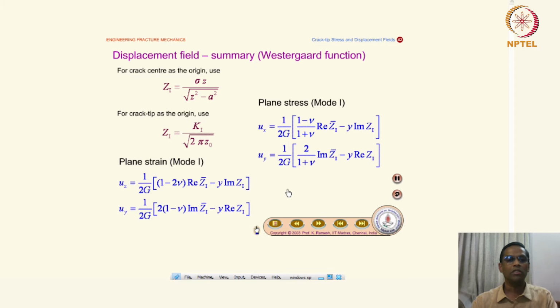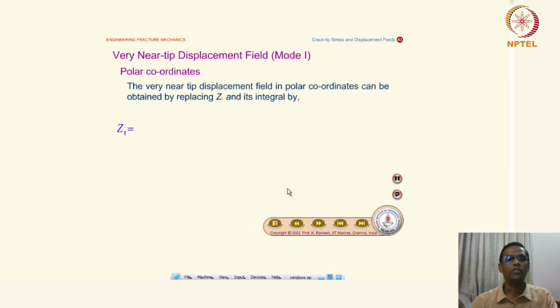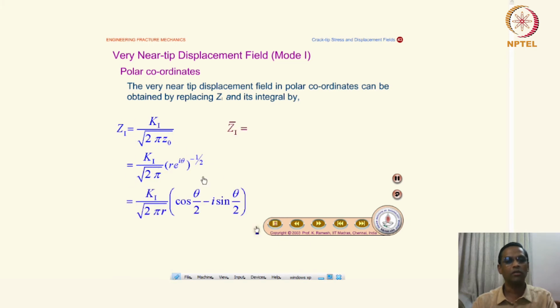We will now rewrite them into the very near tip displacement field in the polar coordinates. That is, we can write this function in terms of r comma theta. How do we do that? So these expressions we have already known. This is also we know how to write it. All that we require is z1 bar. So how do we get z1 bar?